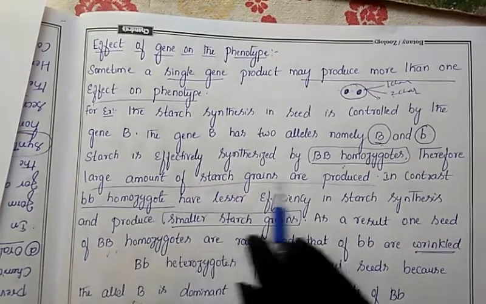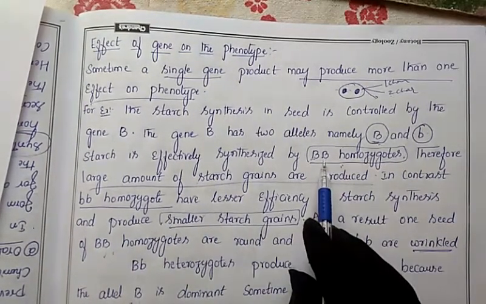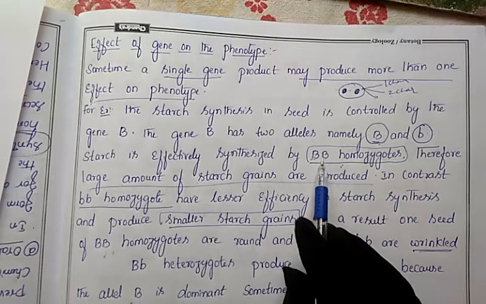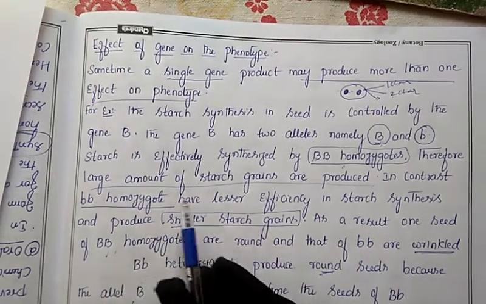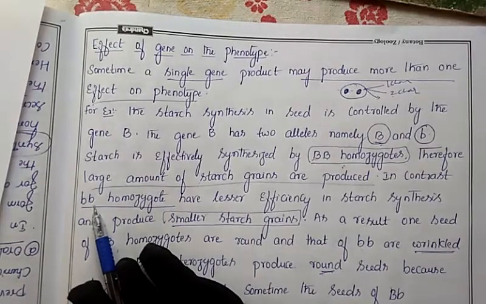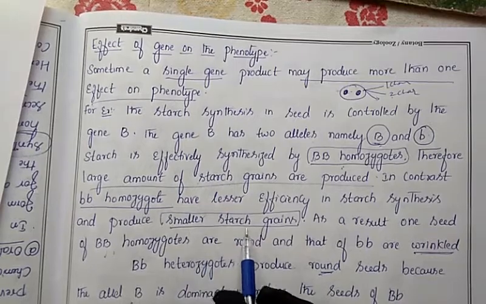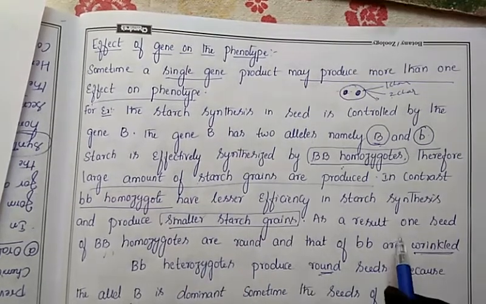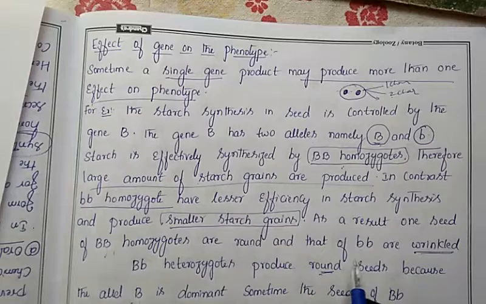It is also a homozygous condition. But what is the difference here? The gene alleles are in a dominant condition, so more starch will be produced in the seeds. The seeds which contain this type of alleles are in a recessive condition, so a smaller amount of starch will be produced in the grain. As a result, one seed will be homozygous round, and that of the small b will be wrinkled.